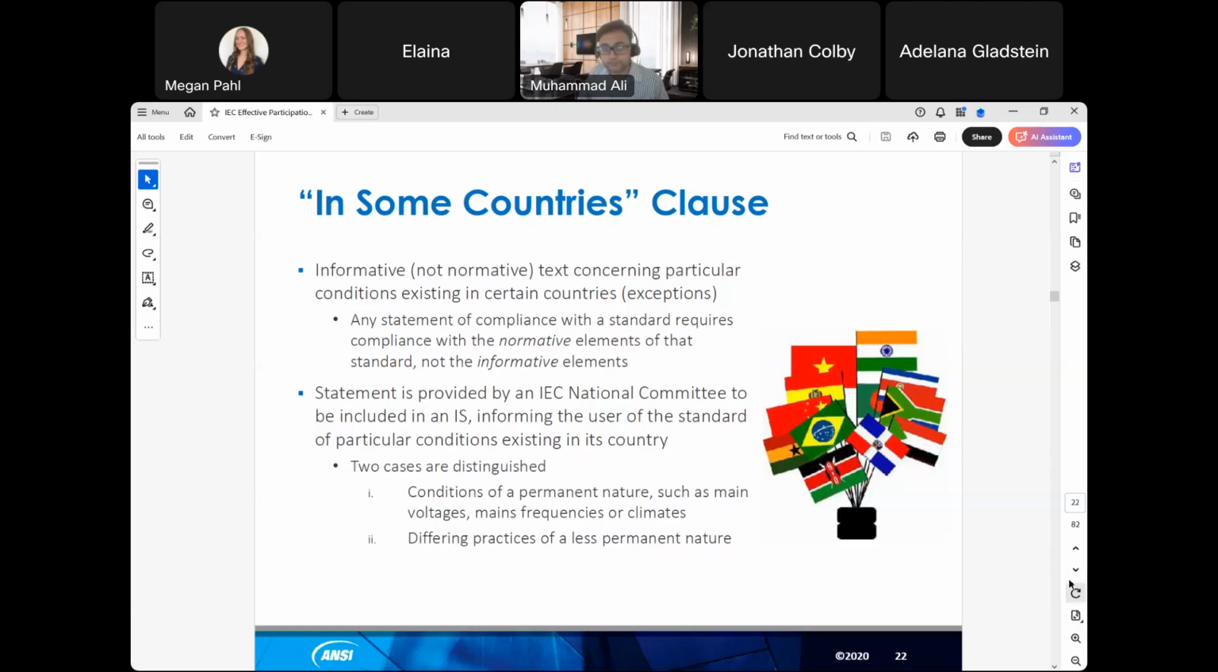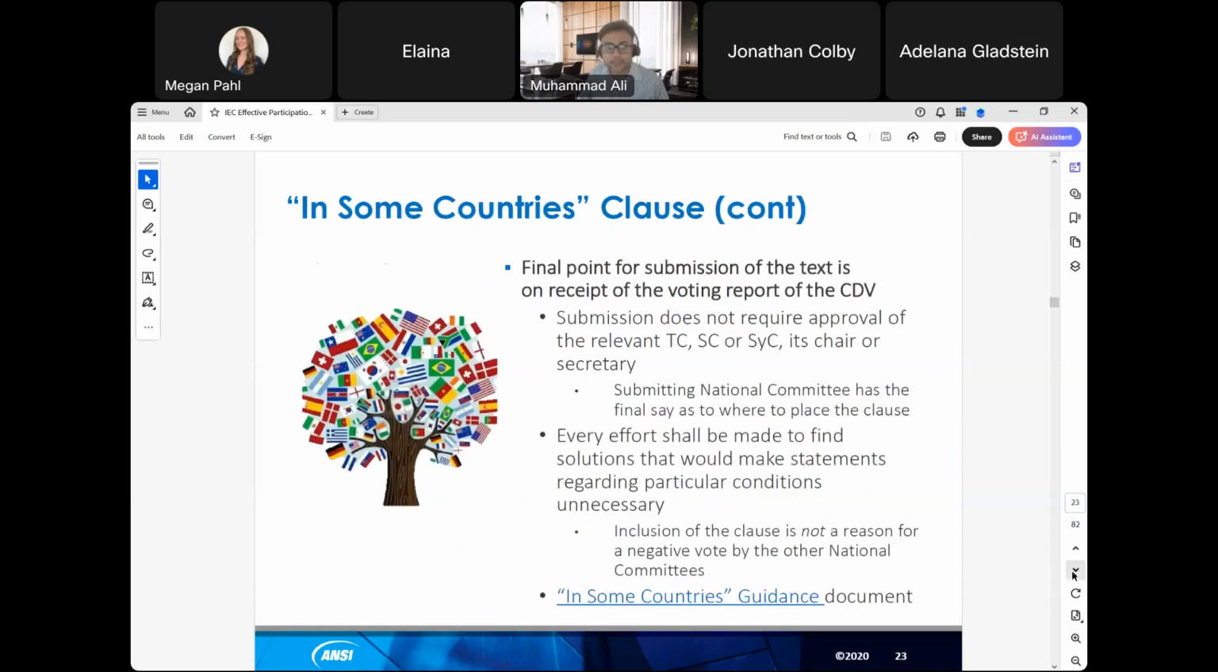If you move on to the next slide, this is usually provided at the CDV level, and in most cases there is no discussion or voting on the "in some country" clause. It is just incorporated in the text as it comes from the national committee that is of concern. It is again informative text, and any efforts that would make the statements regarding particular conditions unnecessary should be avoided. For example, inclusion of the clause is not a reason for voting negative. If some country has included an "in some country" clause, you cannot vote negative just because they have added one. Again, I would like to remind you that this is informative content that only applies to the country of concern.